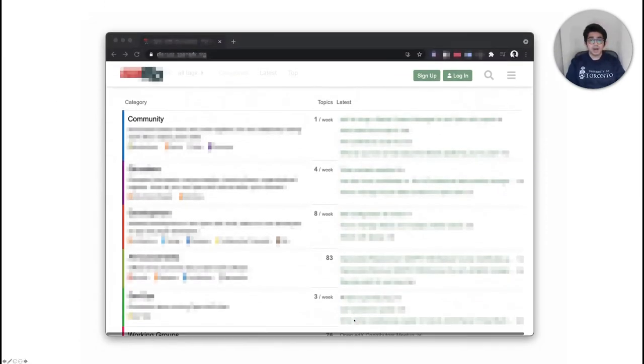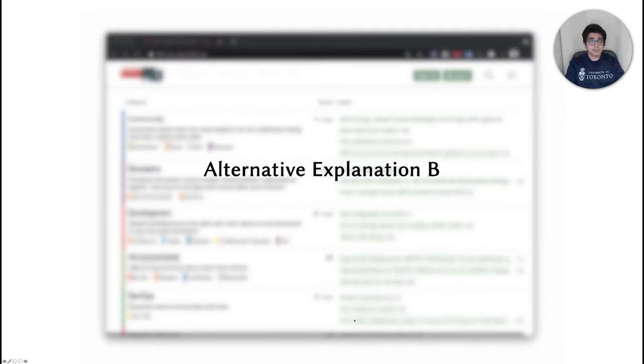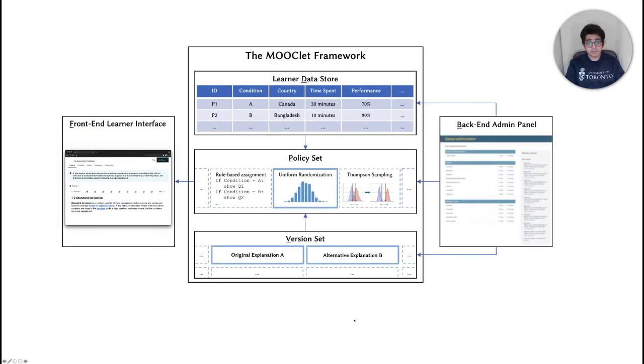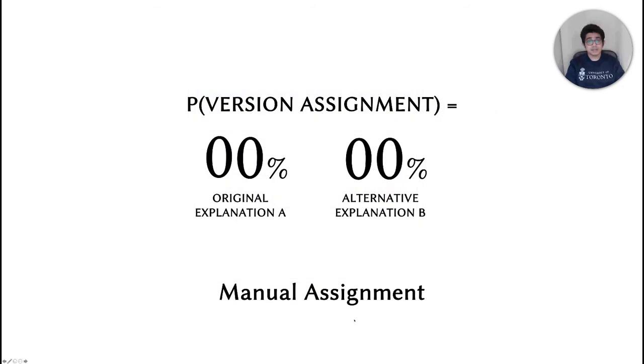Students' questions and comments on the discussion forum later suggest an alternative explanation for standard deviation. This is added to the MOOClet version set, and the probability of assigning the 2 explanations is manually set to 90% original and 10% new at first, perhaps out of caution, but with no red flags raised, it is later changed to 50% original and 50% new.